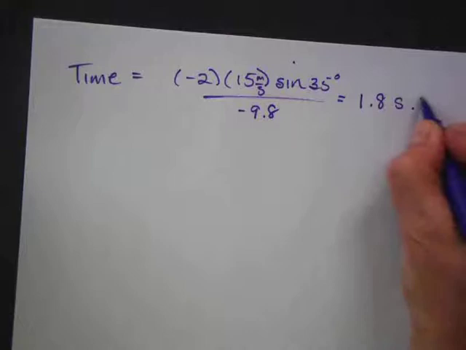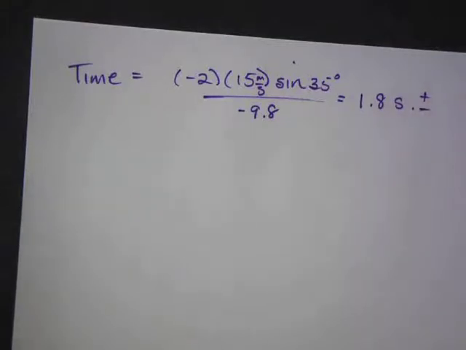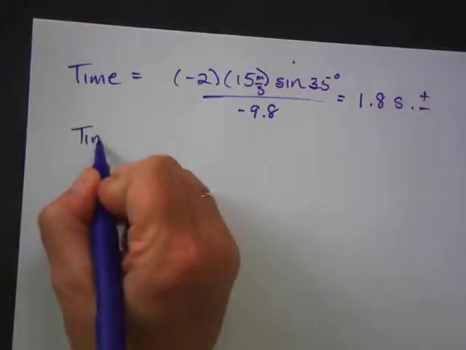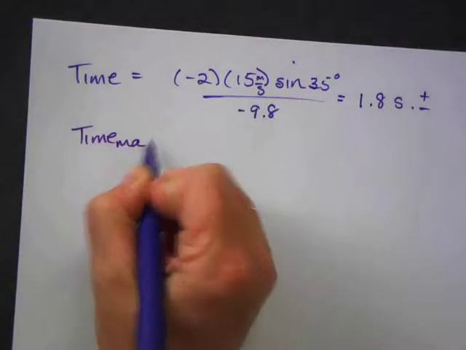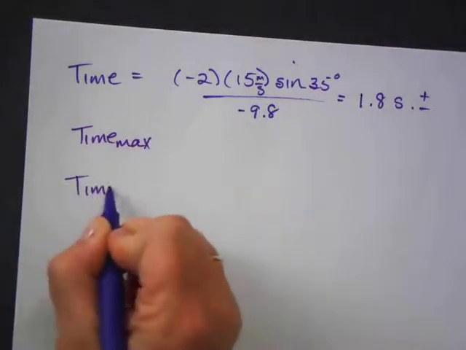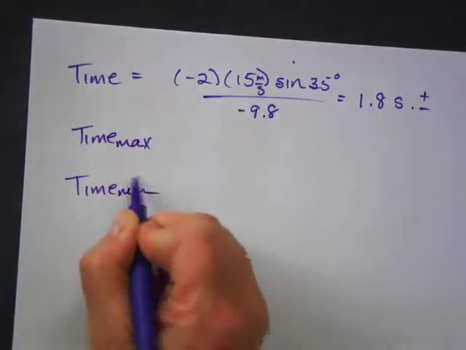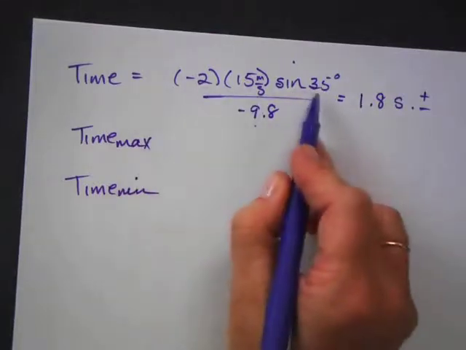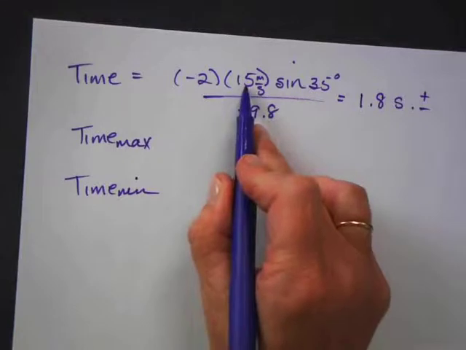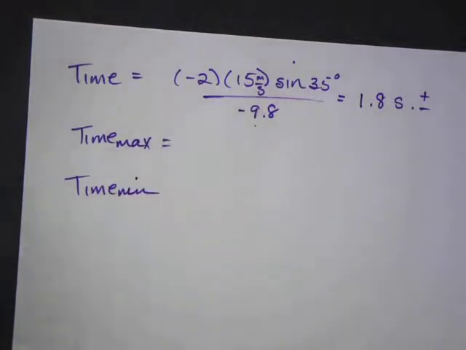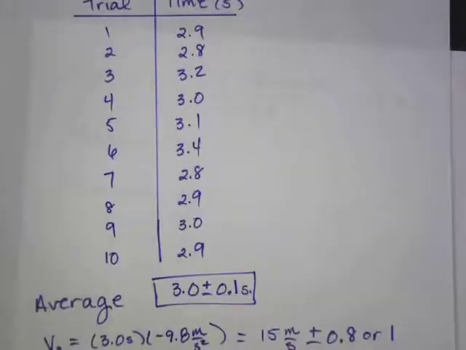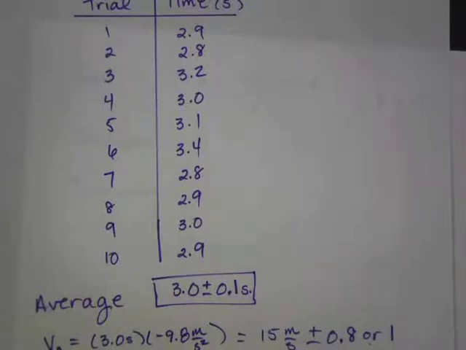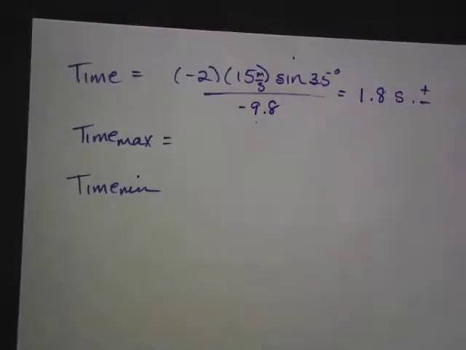Right? But, of course, there's a confidence limit. So again, I'm going to do time max, time min, using my confidence limit values here. So these are constants. That's just based on the angle. So this is the only one that's going to change. And if I look back, remember I said it'll be plus or minus 0.8 or 1. Which one do you want to use? Okay, so we'll use this one.